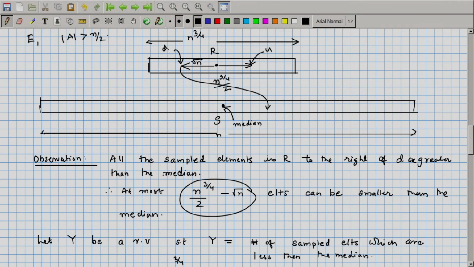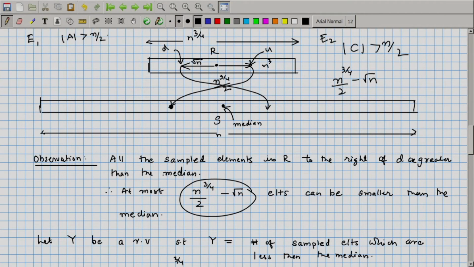So, if you take U, now U has to fall in this side, to the left of S, that is when the size of C is going to be greater than n by 2. But when that happens, the number of elements which are greater than the median is at most n raised to 3 by 4 by 2 minus root n. That is, if u falls on the left side of the median, then all the elements to the left of u in R are going to be less than the median.